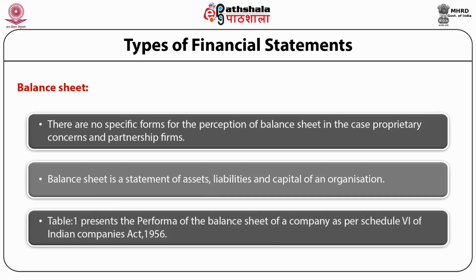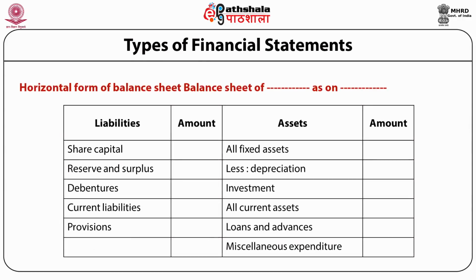Table 1 presents the pro forma of the balance sheet of a company as per the old schedule of the Indian Companies Act 1956. This was the earlier horizontal form of balance sheet, and according to this horizontal form, liabilities and assets are shown under different heads such as share capital, reserve and surplus, debentures, current liabilities, provisions. On the asset side, all fixed assets less depreciation, investments, all current assets, loans and advances, and miscellaneous expenses were shown.